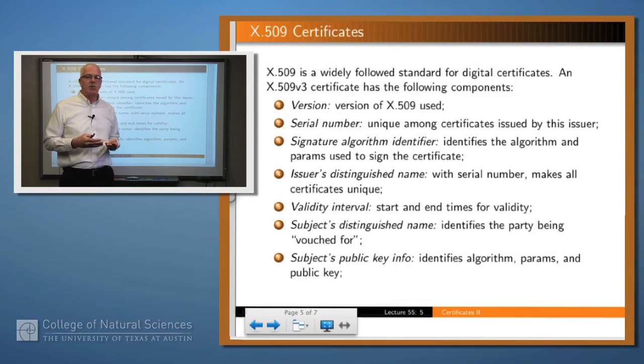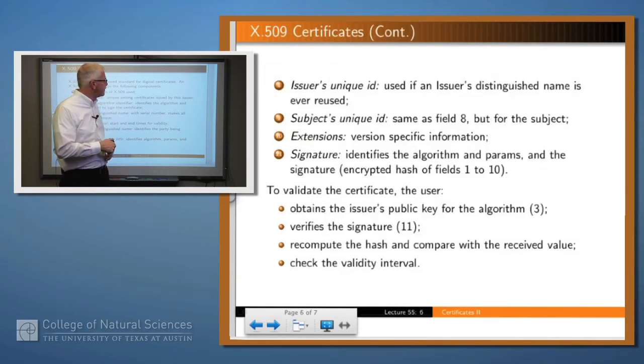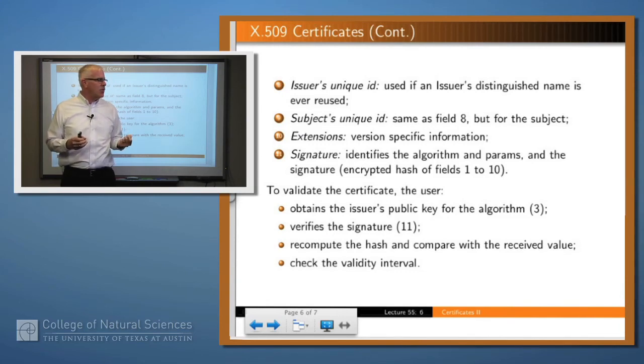The issuer's distinguished name, so that's the person that's vouching for the other party. The validity interval, that's important. How long is this certificate valid for, right? And so if you get one of these certificates and it's expired, then there's no reason why you should trust it. The subject's distinguished name, that's the party being vouched for. In our previous example, that was Y. And then the subject's public key information, that's K sub Y in our previous example. And then a few more fields, the issuer's unique ID, the subject's unique ID, some extensions, and then finally the signature. That's really the important part.